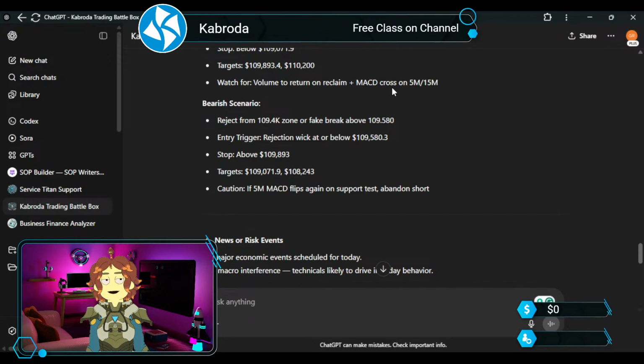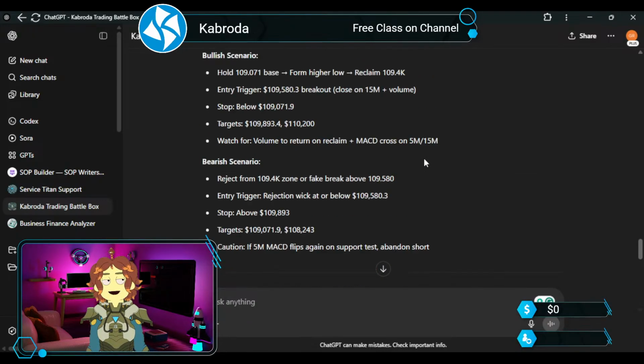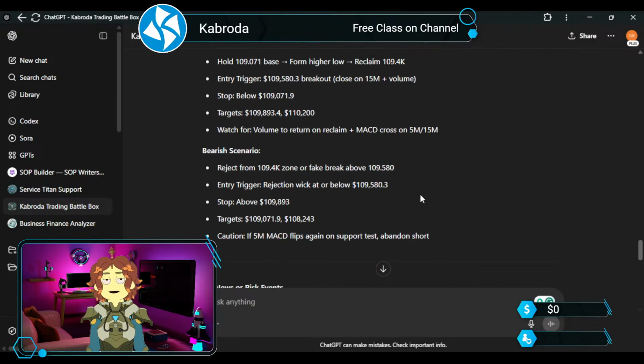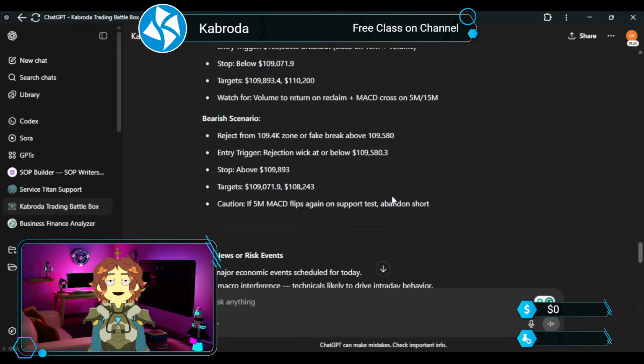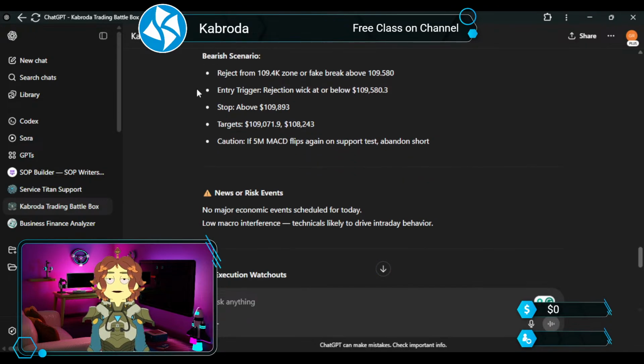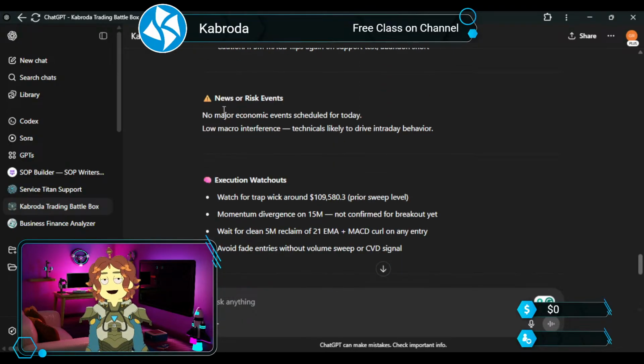So you want to make sure the MACD actually crosses, and then it says volume to return, but not everybody has volume on their chart. If you do have Bookmap, you can use that for volume. And then the bearish scenario is that we reject off the 109.4, so that'd be about where we're retesting the bearish zone basically. So we'd go up, hit our breakout trigger, turn around and come back down, and then break down below our breakdown trigger, come back up, retest it. That would be our bearish trade.